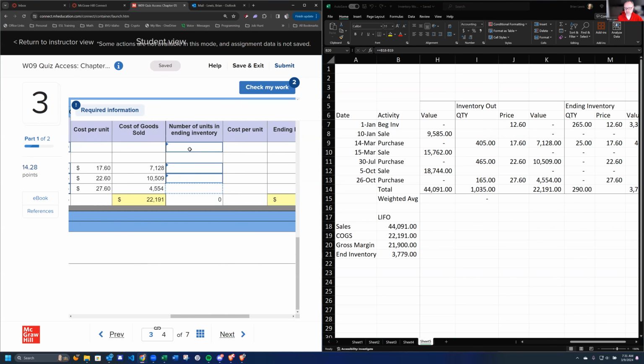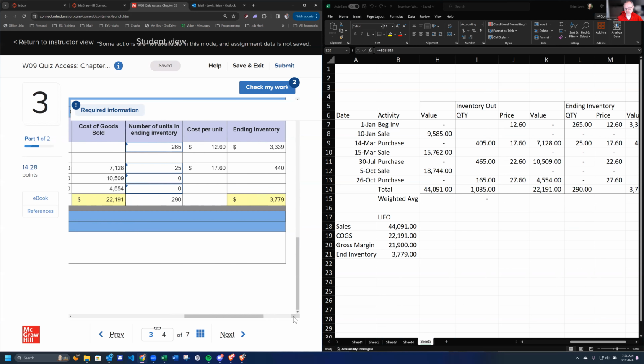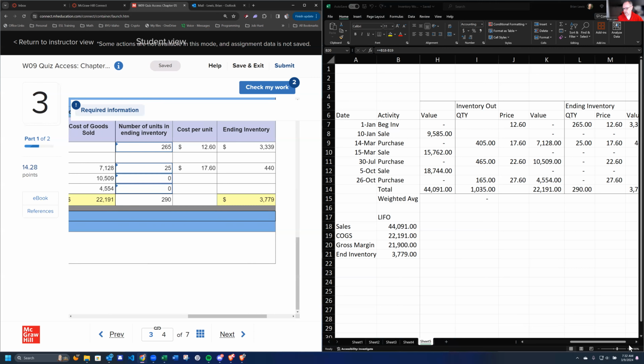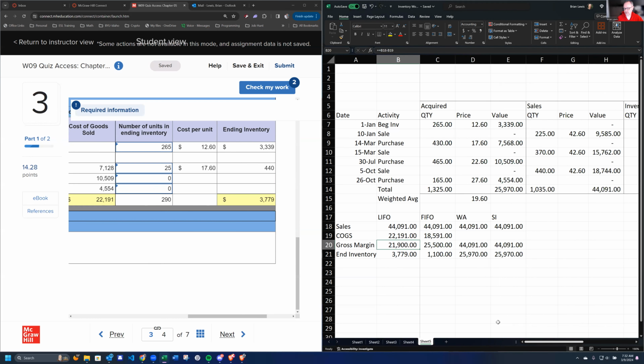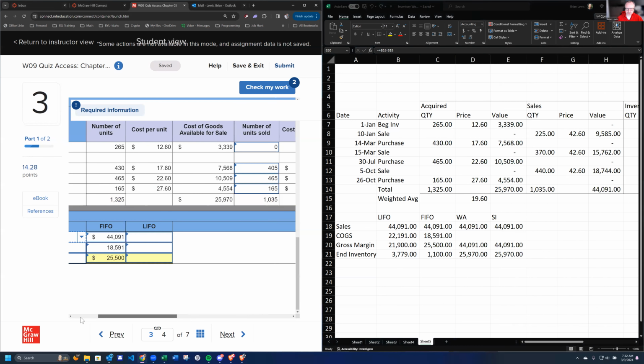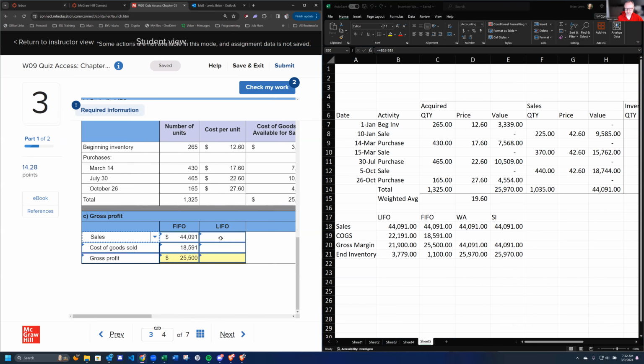So now inventory, number of units in inventory, 265. Be 25. Be 0. This is going to be 0. So our ending inventory balance should be 3,779, which is consistent with what we have here. All right, so that's good. So now all we got to do is finish out the balances here. And so the sales is going to be the same, 44,091. Cost of goods sold is going to be 22,191. And our gross profit is going to be 3,779.